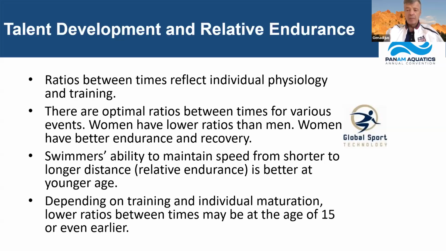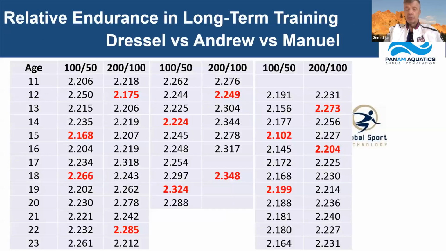And the ratios between times, keep in mind, are also changing a little bit with development. Ideally, we want to see younger swimmers have a little bit lower ratios than elite level swimmers. So that will help maintain better endurance at a young age. And we'll talk about that a little bit later today.